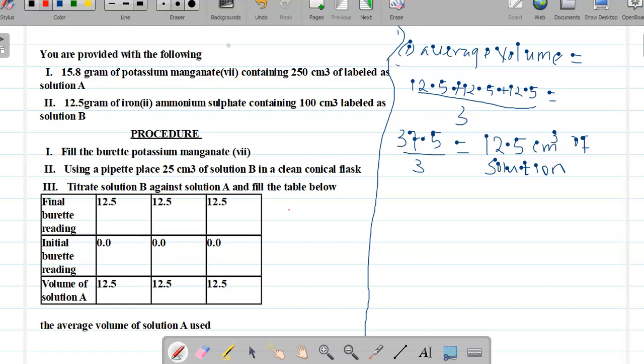This type of titration only involves two major solutions: potassium manganate(VII), which is purple in color, and ammonium iron(II) sulfate. It deals only with these two solutions. So whenever you want to do such a question, it's very simple. It has three phases: phase 1, phase 2, phase 3.